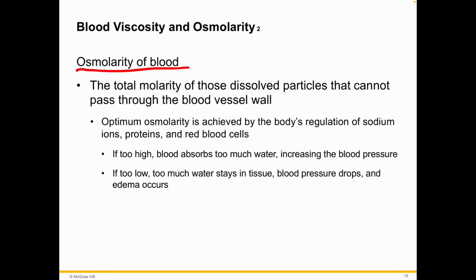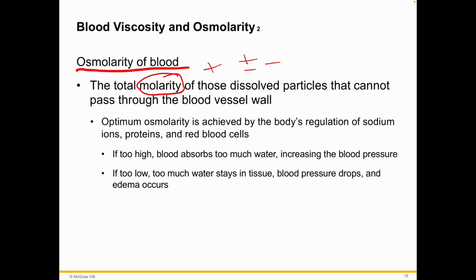Osmolarity of blood. So we're talking about molarity, and we're talking about dissolved elements. So dissolved ions, cations, anions, larger particles. These are things that can't just dissolve readily through the blood vessel wall also.